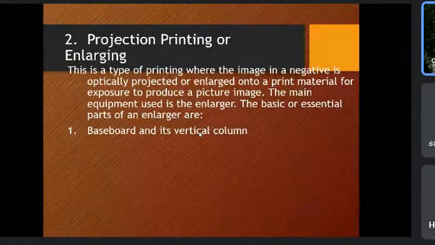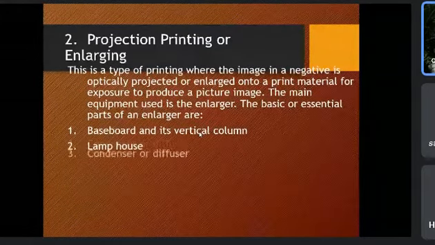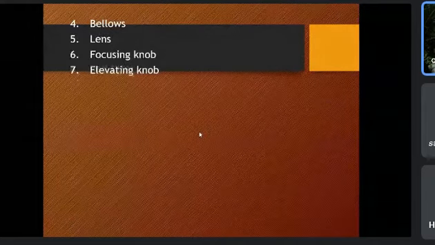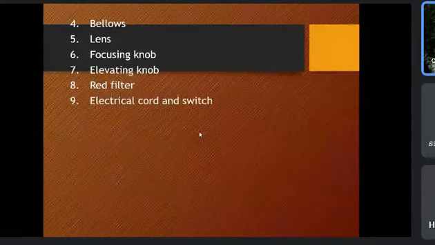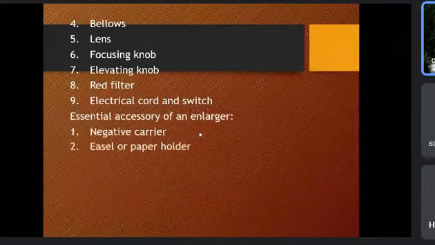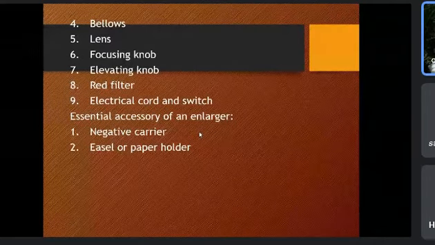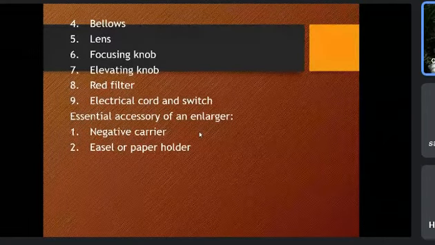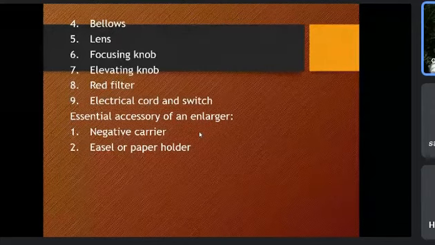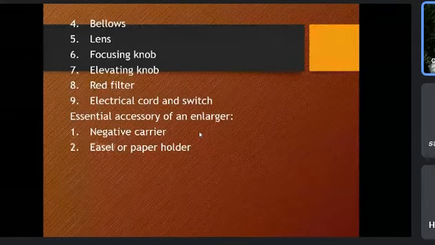Now, what are the elements? What are the basic parts of the enlarger? Baseboard and its vertical column, lamp house, condenser or diffuser. Okay, so we also have bellows, lens, focusing knob, elevating knob, red filter, electrical cord, and switch. And then we have the essential accessories of the enlarger: negative carrier, which carries the negative, and then easel or paper holder.